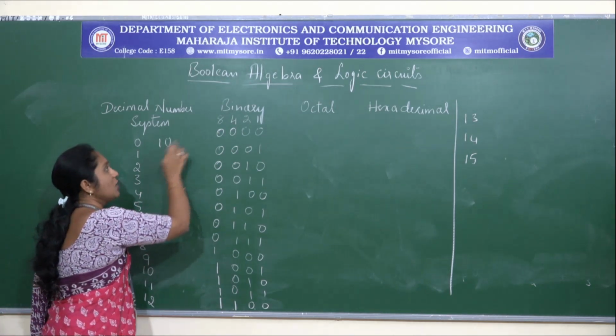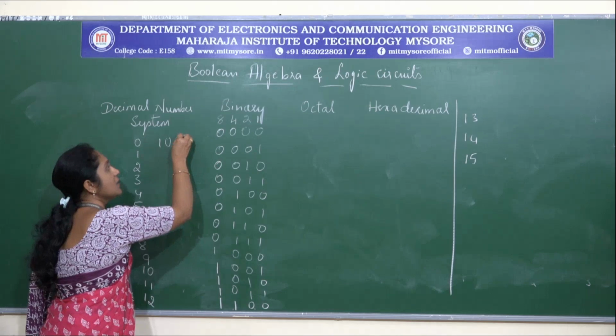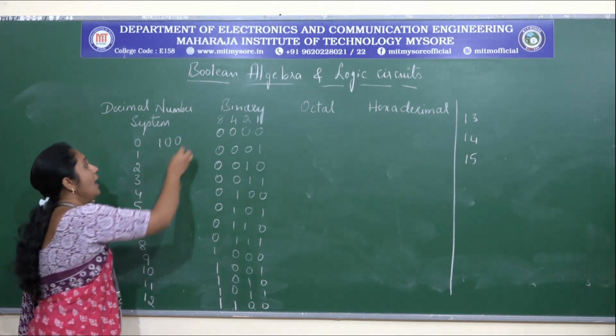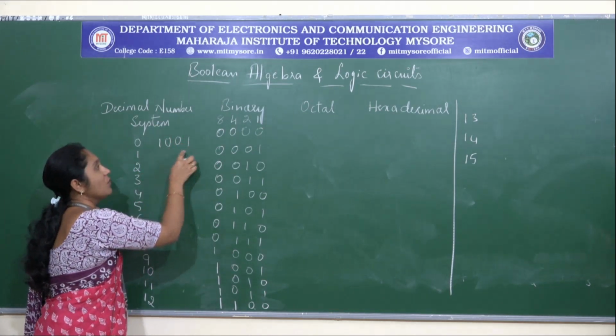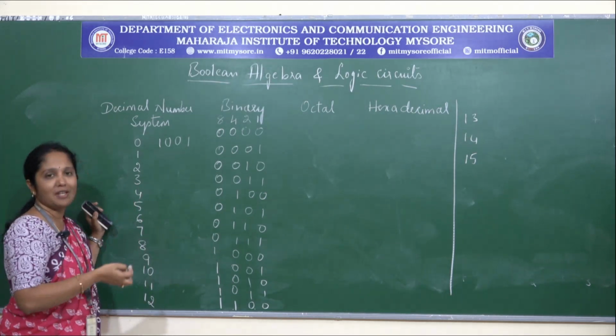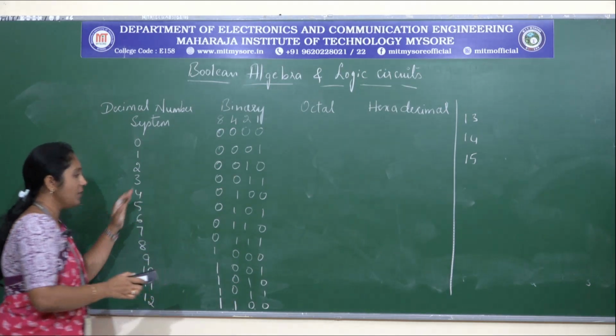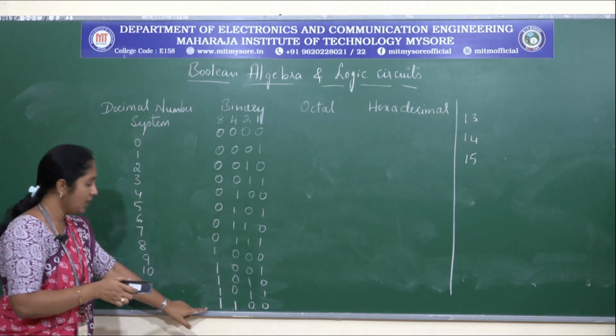Therefore, you need to write 1 in place of 8, 0 in place of 4, next 0 again in place of 2, and at last 1, because 8 plus 1 will result in 9. So this is how we write the binary equivalent for a given decimal number. Yes. So I have written up to 12.